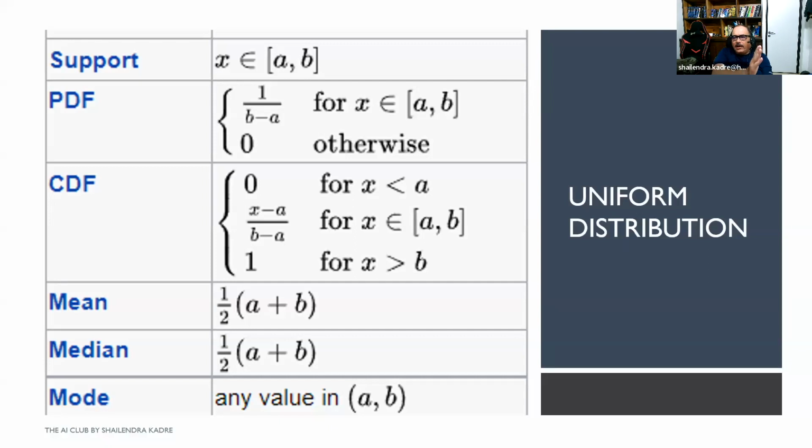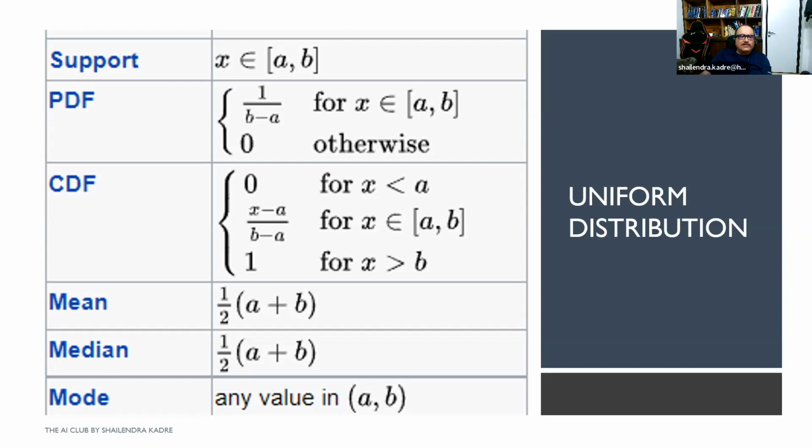For x less than a, probability is 0. More than b, probability is 0. So we are considering only x between a and b, right? So this is read as x belongs to between a and b. That's how you have to read it. So lower limit is a, upper limit is b. That is the first thing.